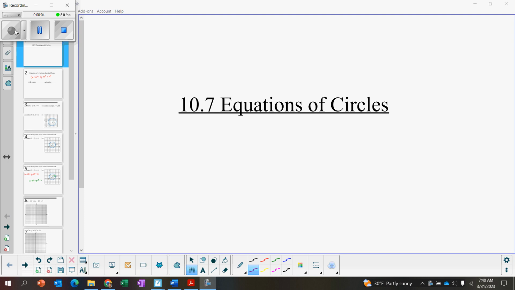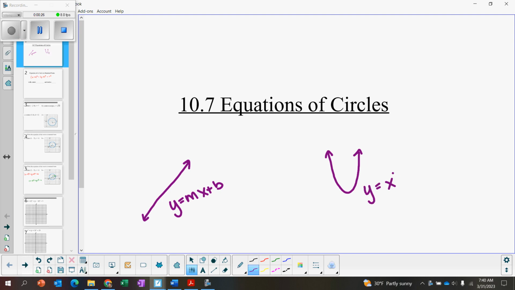This is our lesson on equations of circles. Just like you can have the equation of a line, which makes a straight line, y equals mx plus b, there's also something called a parabola, which is a U shape, y equals ax squared plus bx plus c, but we could just call it y equals x squared. There's also an actual equation that's going to make a circle.